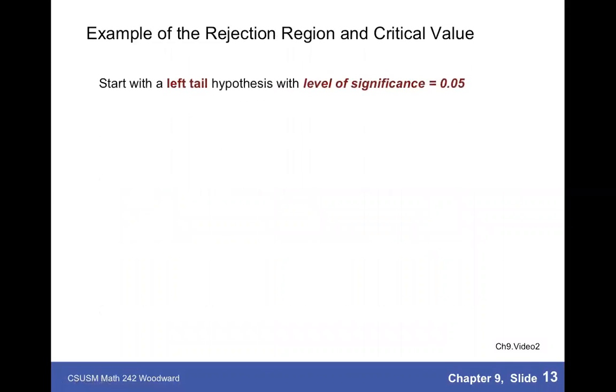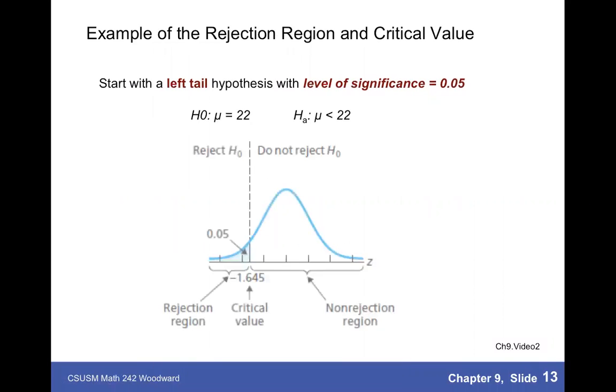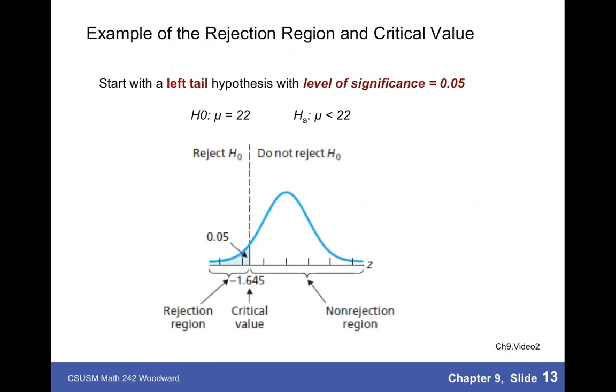Okay, so the critical value approach, level of significance is 0.05. To get the critical value, we start with a hypothesis test as left tail. To find the critical value, I look in my table and look up 0.05 in the body of the table. If you look in that table B, you'll find that minus 1.645 is right here, and that tail area is 0.05.